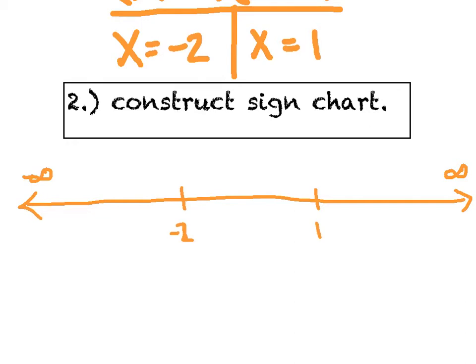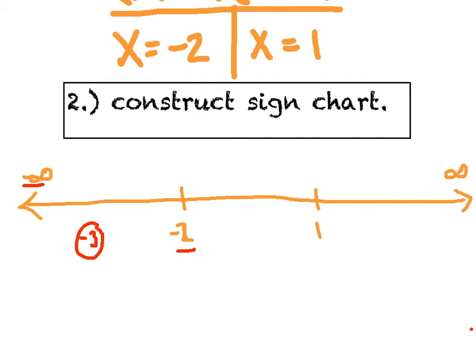And then what we're going to do is pick numbers that fall within each of the three intervals. For instance, our first interval starts at negative infinity and ends at negative 2. A friendly number that falls within that interval is perhaps negative 3. And I'm going to use that as my test value. The key here is we're going to substitute that negative 3 into the original quadratic inequality.